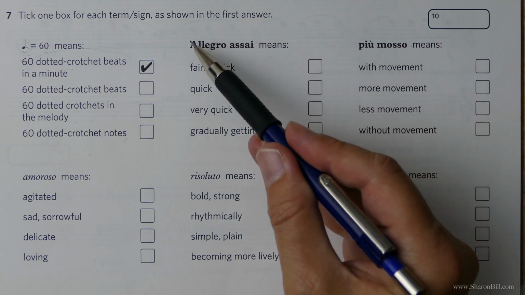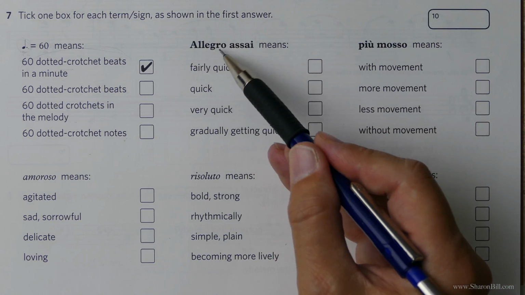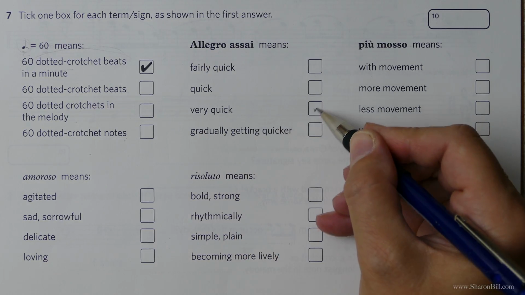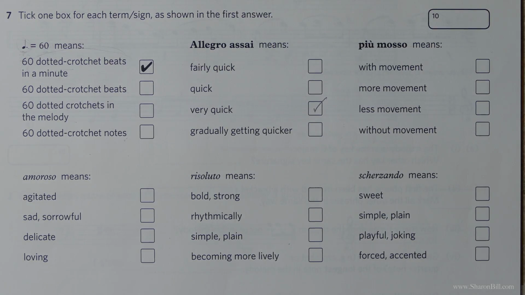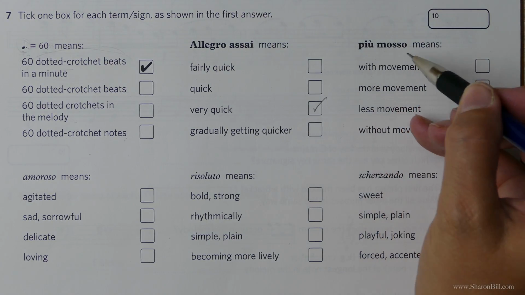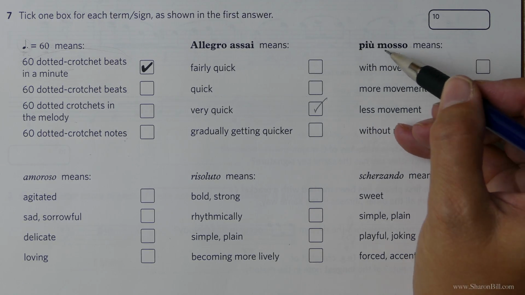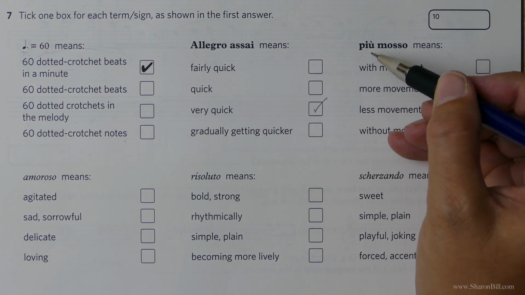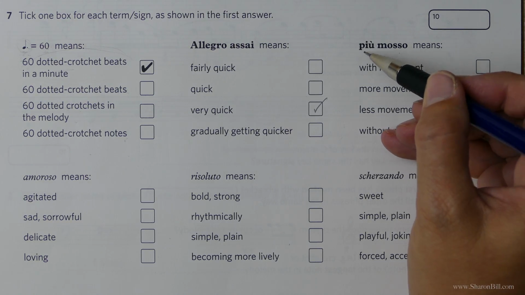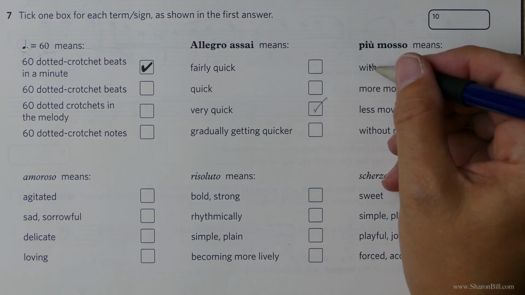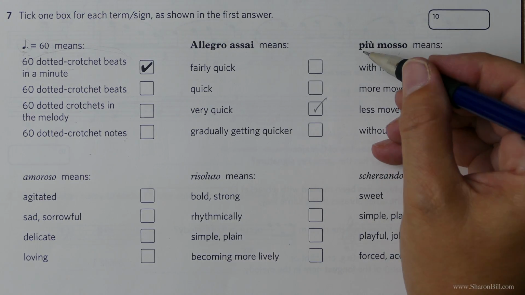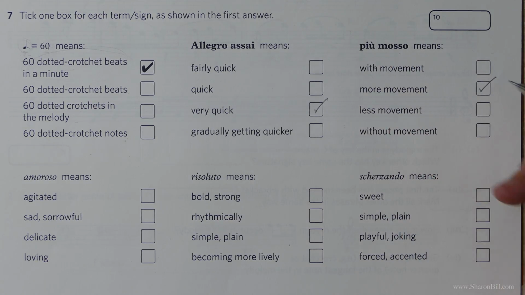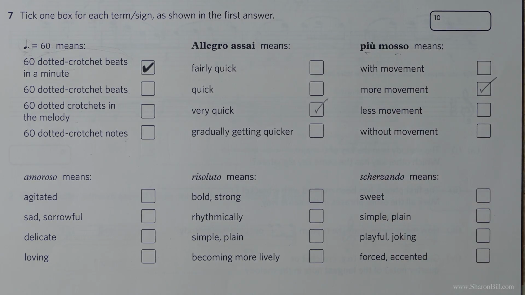We first came across Allegro in grade 1, so we know that Allegro means quick. Assai is very, so we need to have very quick there. Here we have a little bit of a linking term and a word here, so we need to make sure we address both of those words. Più is more, so I'm reading that there. They do throw you, these red herrings do. Più is more, and mosso is movement, so it's more movement. So you need to make sure you address both of those.